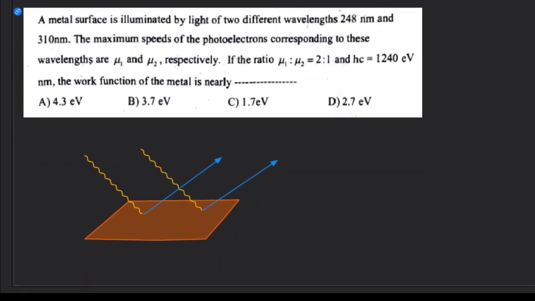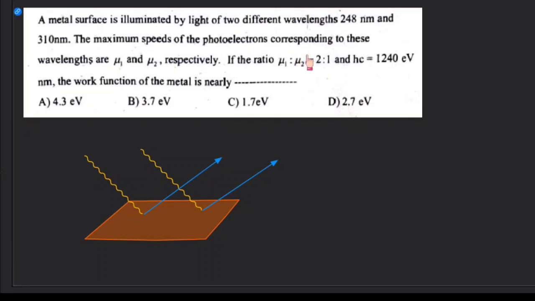This is the next question from modern physics, that too from the photoelectric effect. A metal surface is illuminated by light of two different wavelengths, 248 nanometers and 310 nanometers. The maximum speeds of the photoelectrons corresponding to these wavelengths are u1 and u2, that means the velocities are v1 and v2 respectively. If the ratio of v1 by v2 is 2:1 and hc is equal to 1240 electron volt nanometer, the work function of this metal is nearly, right?